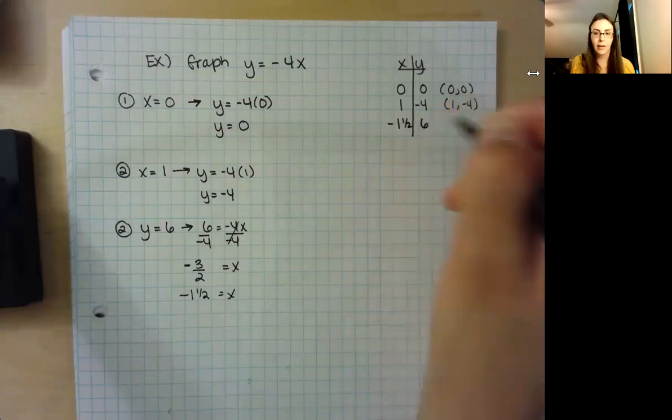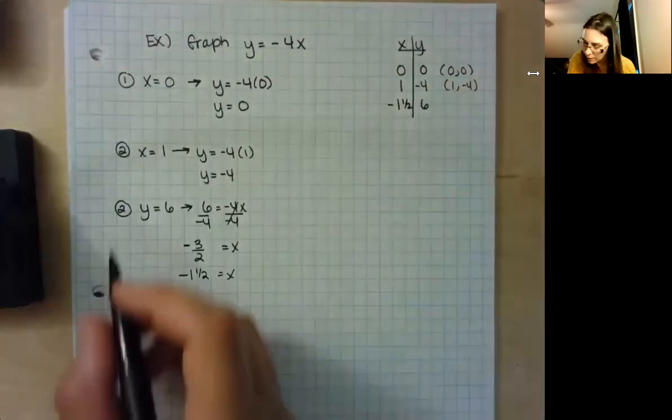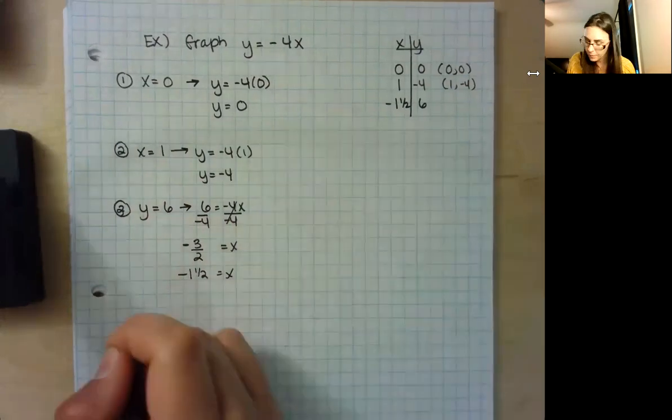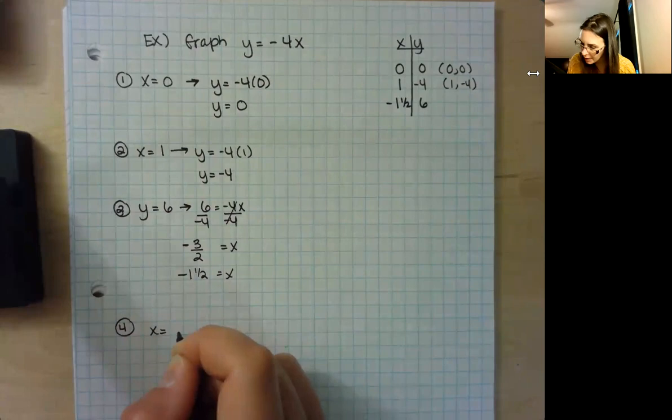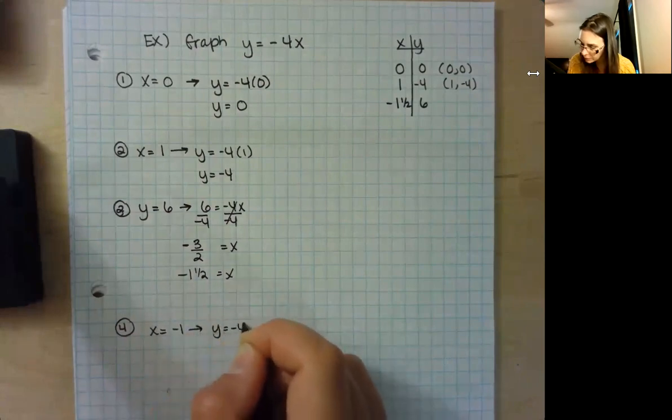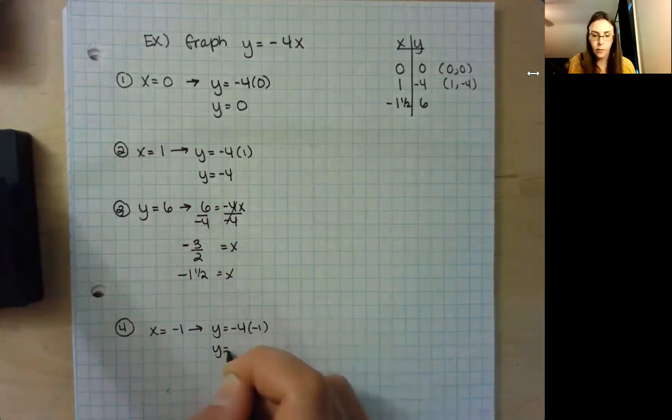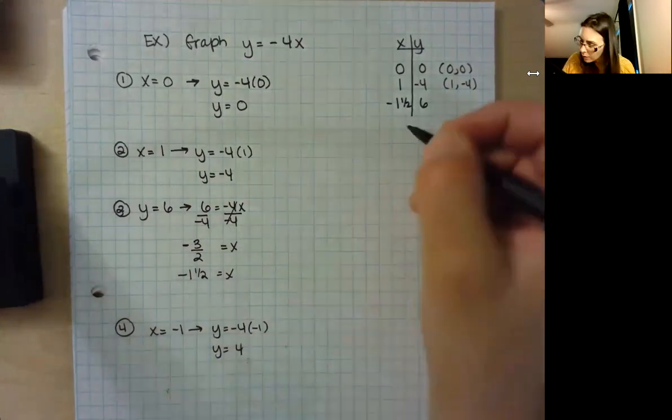So maybe I pick another value to plug into. Oops, sorry, this was 3. And we'll do a fourth one. I'm going to plug in x equals, how about -1? -4 times -1 is positive 4.